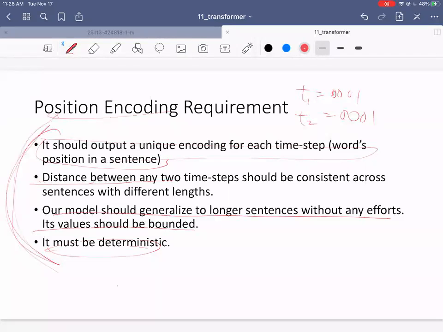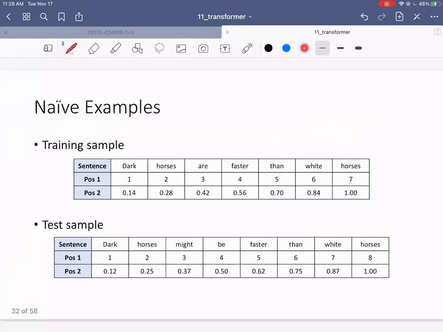All right. So if you keep all these requirements in mind, there are two example positional encodings. Given the 7-word sentence "dark horses are faster than white horses", the first encoding scheme is just putting 1, 2, 3, 4, 5, 6, 7. This is just absolute position. So this is positional encoding 1. Positional encoding 2 sets the boundary between 0 and 1, and you divide your positional encodings by the number of given words, in this case 7. So the first word is given 0.47, 0.28, 0.42, 0.56.